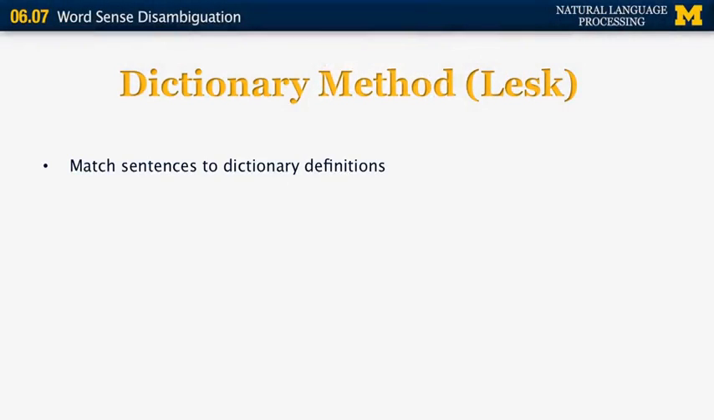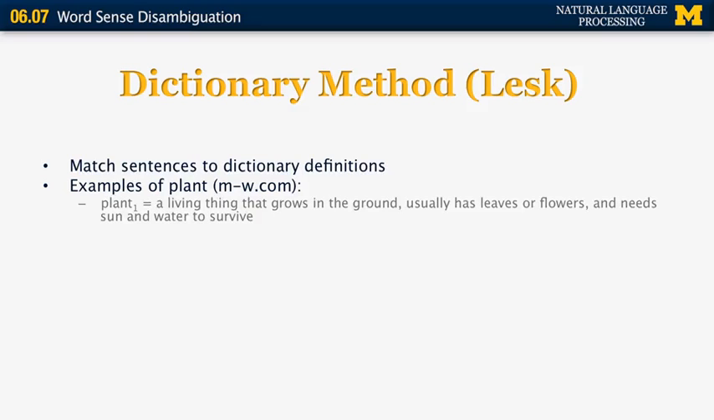We're going to match the sentence to a dictionary definition. Let's look at the sentence that has two ambiguous words. The first one of those is plant, which according to the Merriam-Webster dictionary has many senses. The first one of them is a living thing that grows in the ground, usually has leaves or flowers, and needs sun and water to survive. And then we have a second interpretation of plant, which we're going to call plant 2, which is defined as a building or factory where something is made.